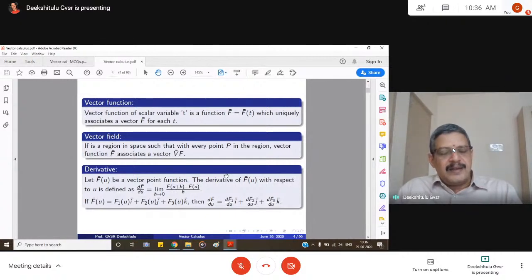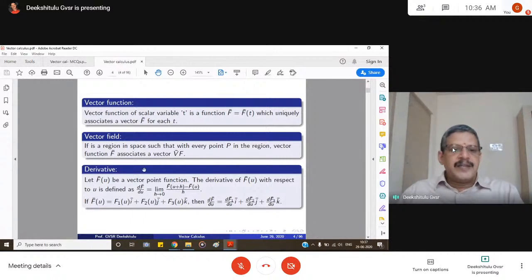As I said earlier, calculus is the study of the behavior of the dependent variable with respect to the independent variable. When I say vector point function f bar of t, t is the independent variable and f bar depends on t. Now we study how this f bar changes with the independent variable. That is what vector calculus is all about.